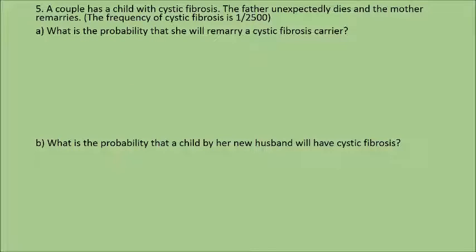A couple has a child with cystic fibrosis. The father unexpectedly dies and the mother remarries. The frequency of cystic fibrosis is 1 in 2,500. What is the probability that she will remarry a cystic fibrosis carrier?